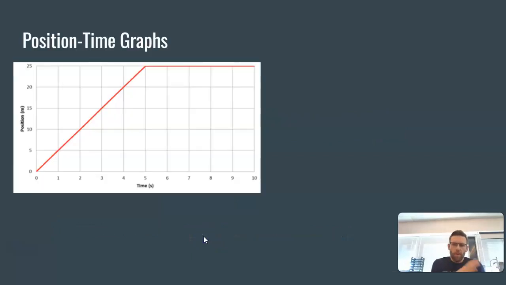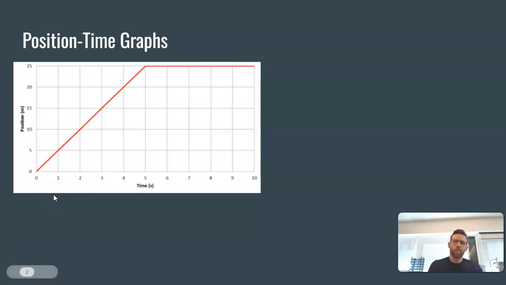So let's start off with something that I've already talked about, just to recap the basics. We've talked about what a graph shows you. When you look at a position time graph, at any time, it tells you the position of the object. For example, at time equals 0, the position is 0. At time equals 1, the position is 5. At time equals 2, the position is 10.